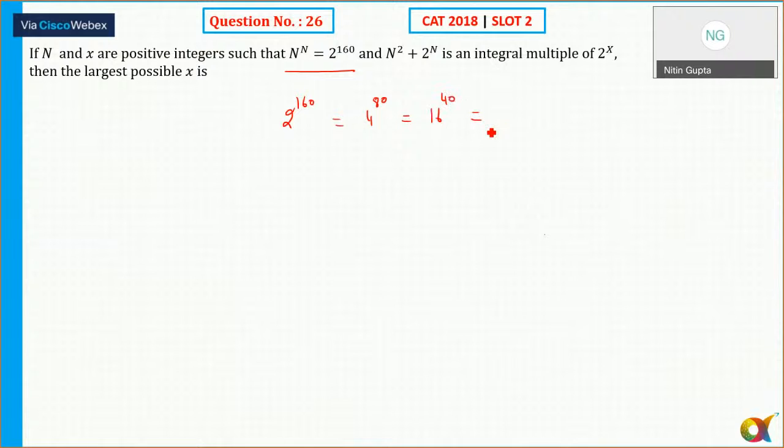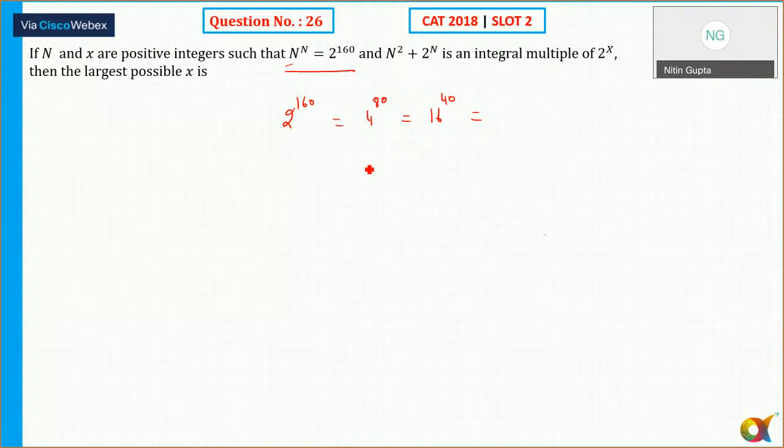Okay. And here 16, again, if I take 16 raised to power 40, and remember these two numbers must be equal, the base and the exponent. So that is not happening here. That is 4 raised to power 80, 16 raised to power 40.